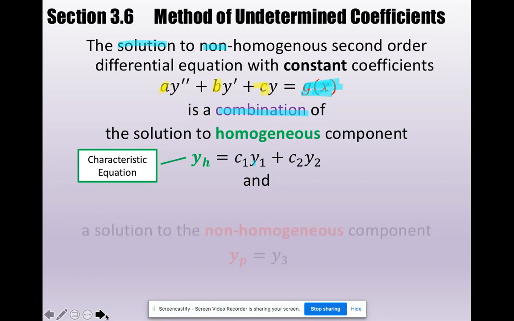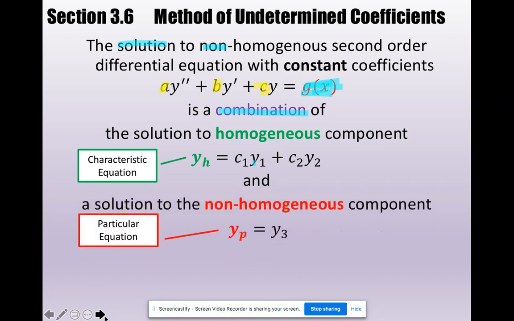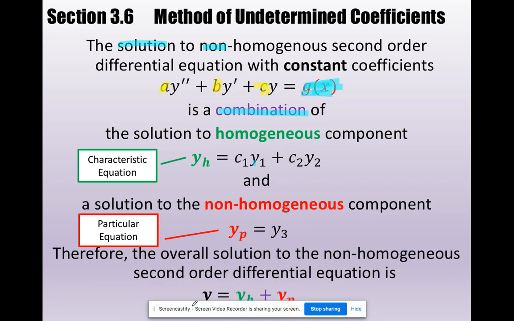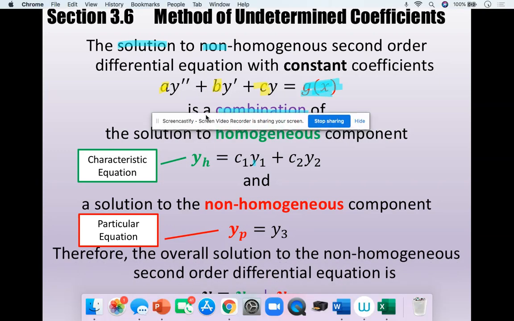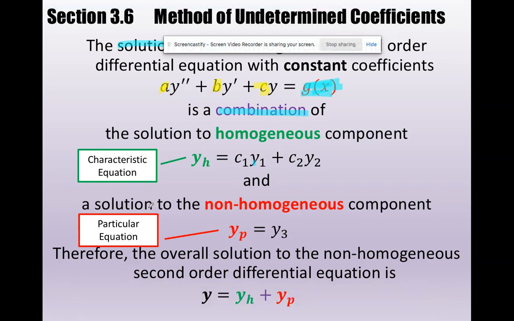And the second part comes from a solution to the non-homogeneous component, so the right-hand side of the equation. We're going to find a solution that we call particular because it's not going to have constants in it. But it is a particular solution. Therefore, the overall solution is a combination of those two: the solution to the homogeneous piece and the solution to the particular piece. So the overall solution y is a combination of those two solutions.